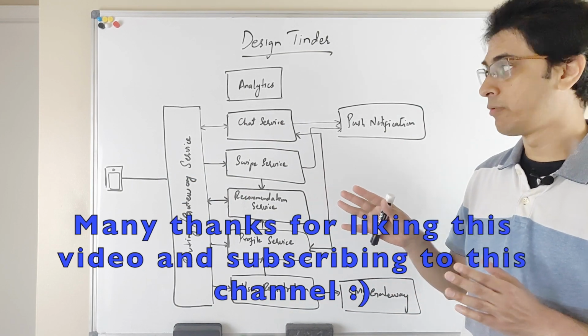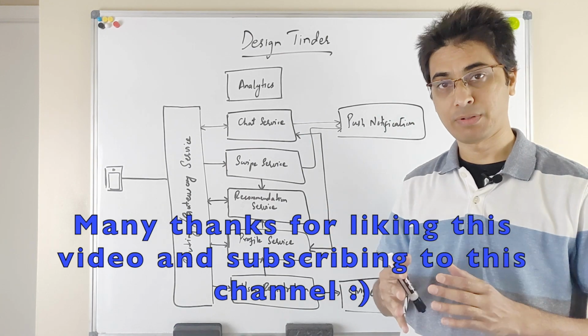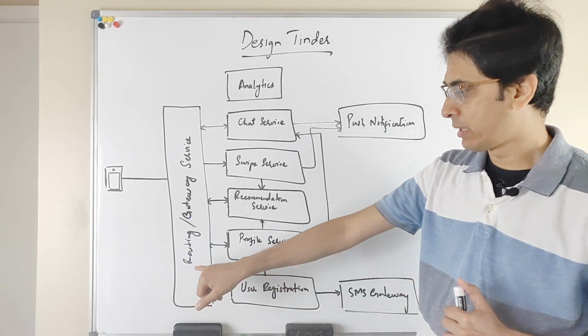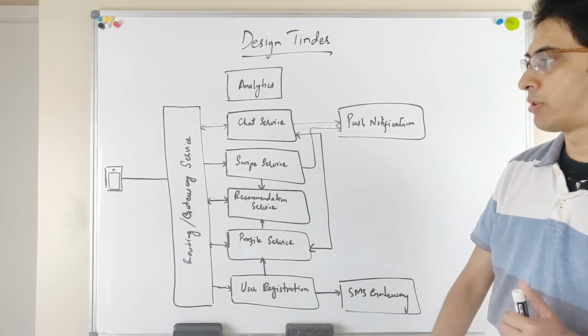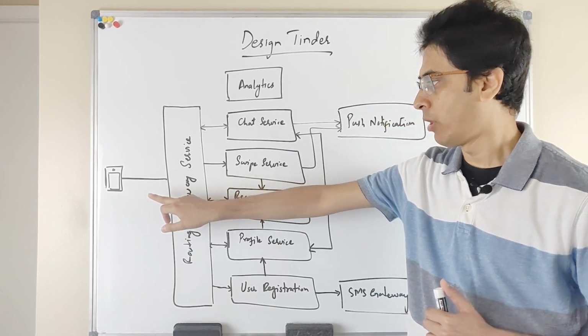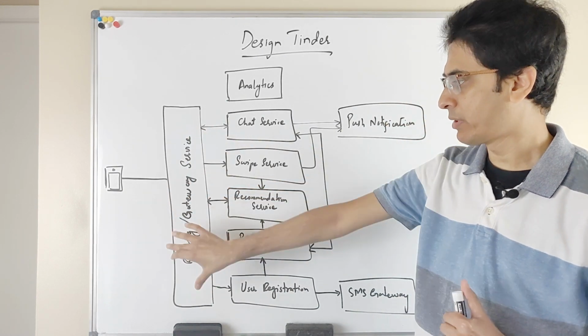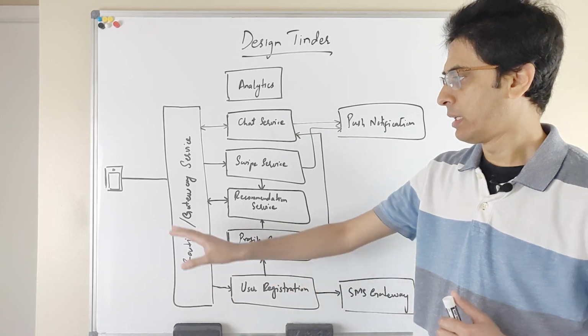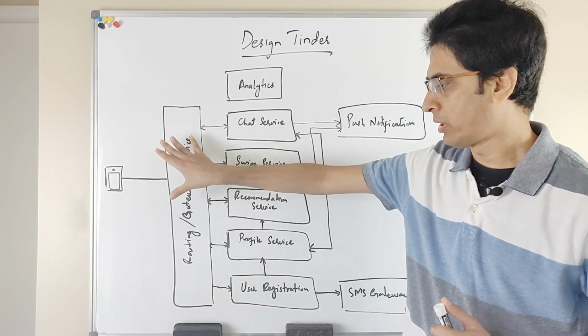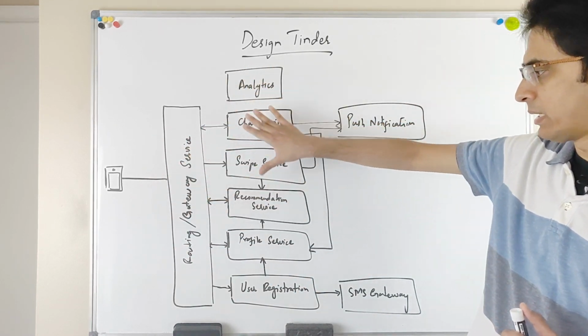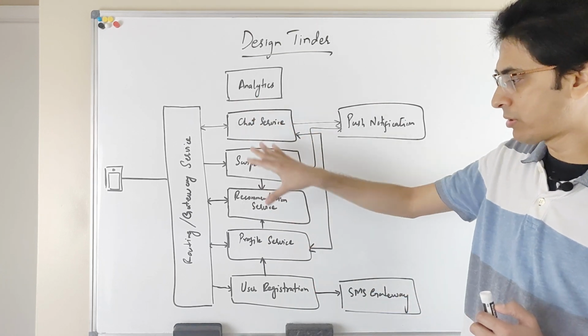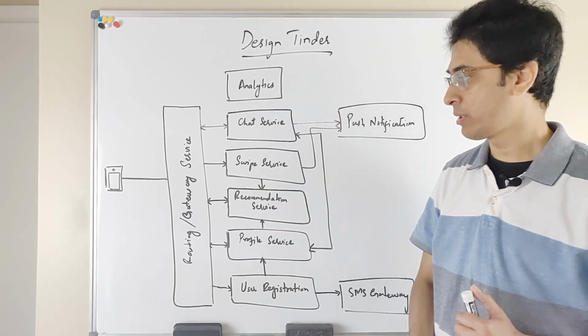So the Tinder service will be comprising of several microservices. It has a routing or gateway service. So the Tinder client app will always be talking to the routing or the gateway service, and then it will be using this routing service to communicate with the other microservices which the Tinder service exposes.